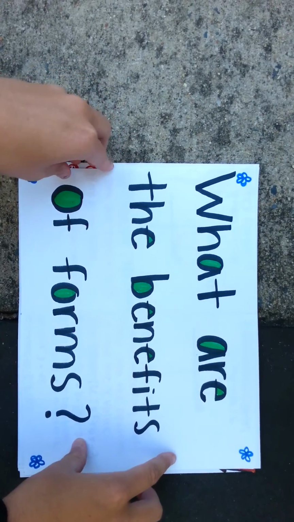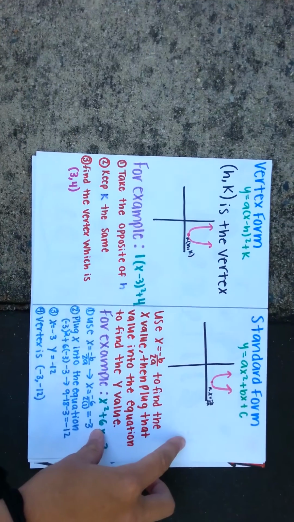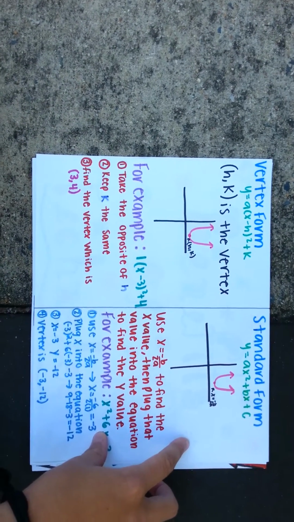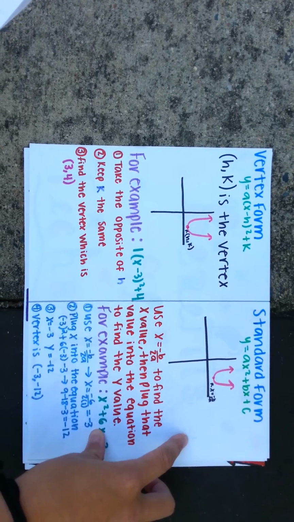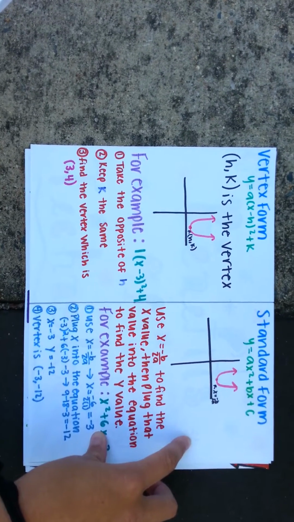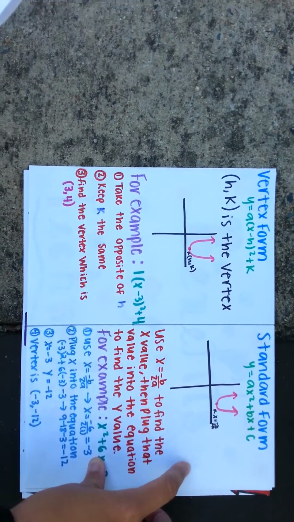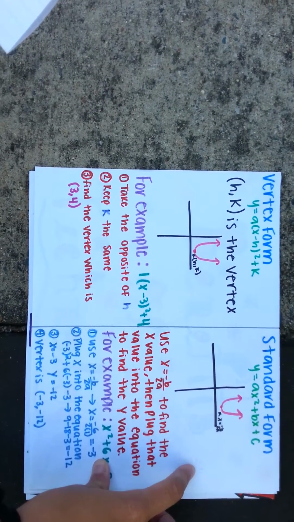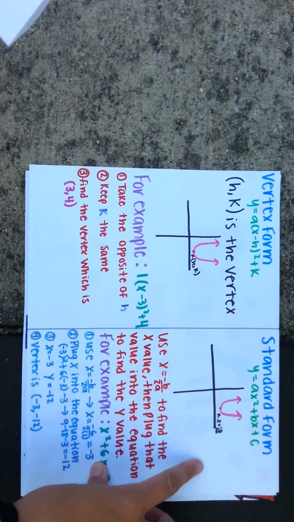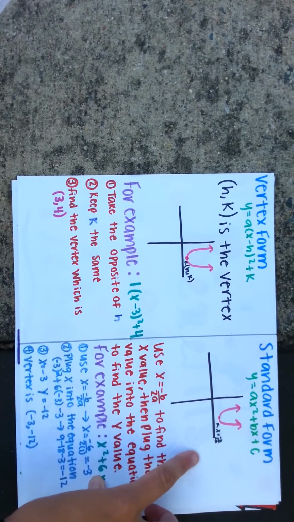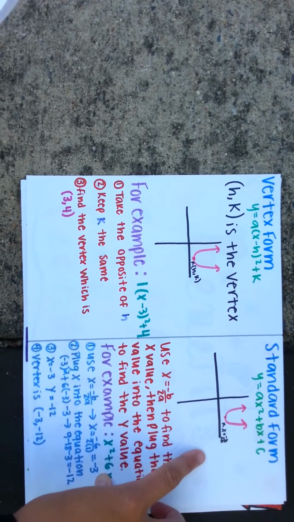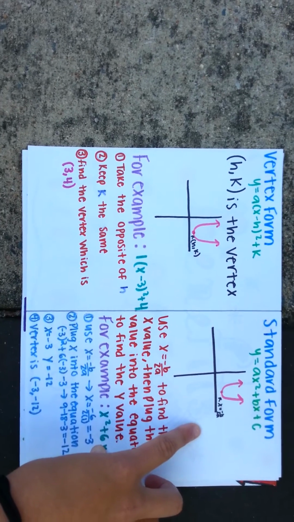What are the benefits of forms? Vertex form allows you to find the vertex right away using y equals a(x minus h) squared plus k. You just take the opposite of h and keep k the same. For standard form, you have to use x equals negative b over 2a to find the x value. Then you plug the value into the equation to find the y value.